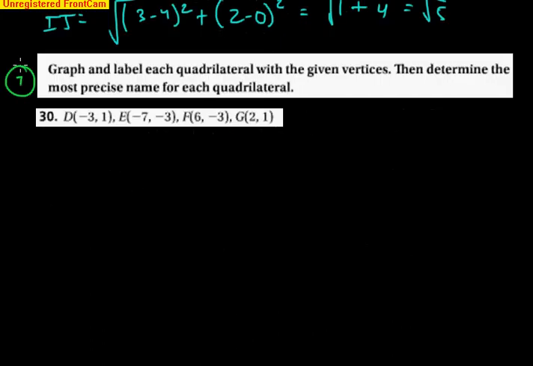Okay, last problem I like to do here. We are going to graph this quadrilateral again and see what kind of figure it is. Alright, so I see a -7 and a 6, so let's make sure we go out 7. And again, it's just a sketch. -3, 1, there's D. -7, -3, there's E. 6, 1, 2, 3, 4, 5, 6, -3. There's F, and 2, 1. There's G.